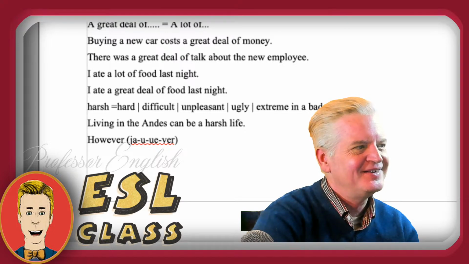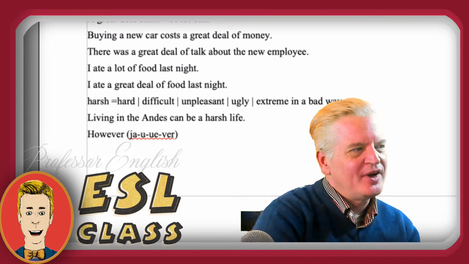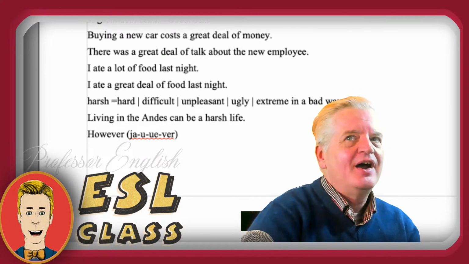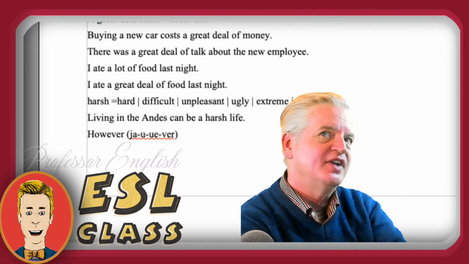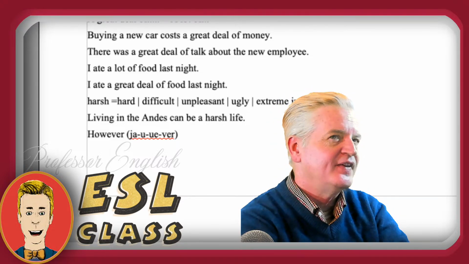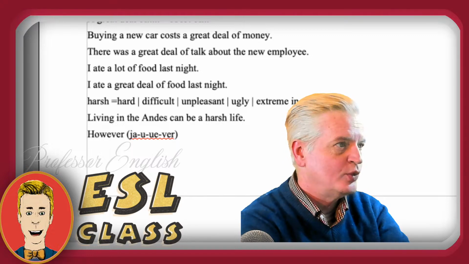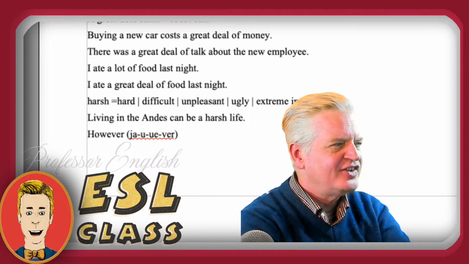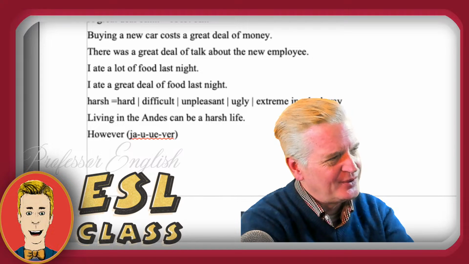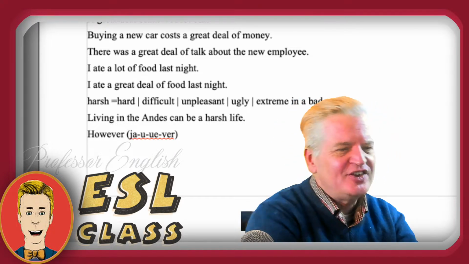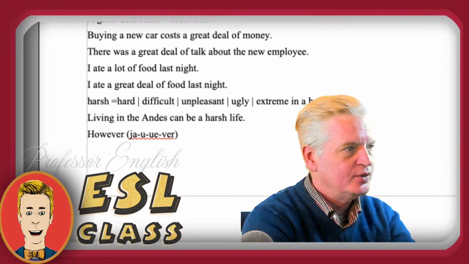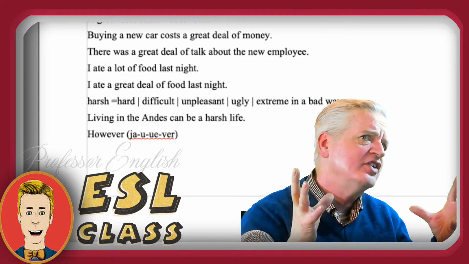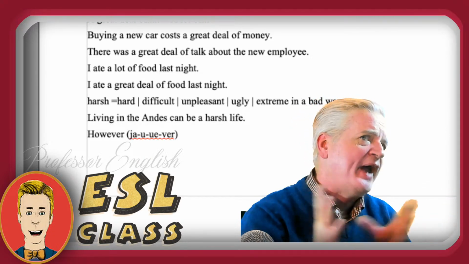That's all it means. Then we have the word harsh. I think the article we were reading was about Elon Musk and his childhood, and it said that his father was very harsh with him. Harsh can mean hard or difficult or unpleasant. Extreme in a bad way is the best way to use harsh. So if something is harsh, it's extreme and bad.